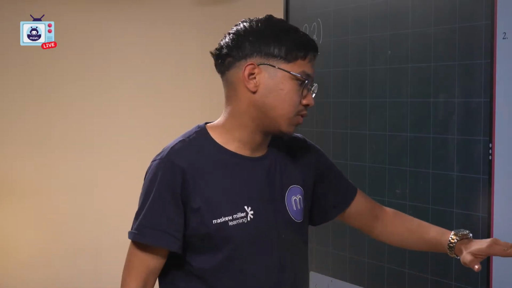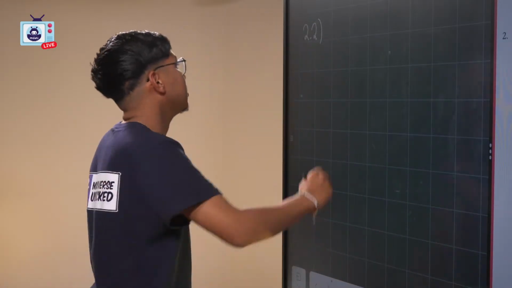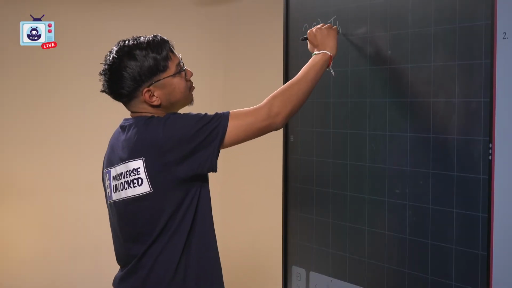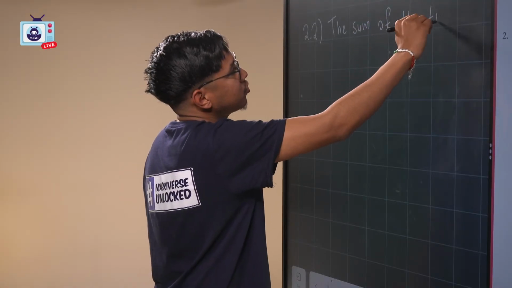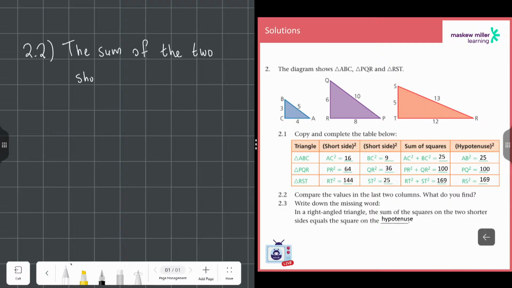Write down, compare the values in the last two columns. What do you find? Right, I found that the sum of the two short sides squared is equal to the long side squared. So if I square the two short sides, it is equal to the long side squared.